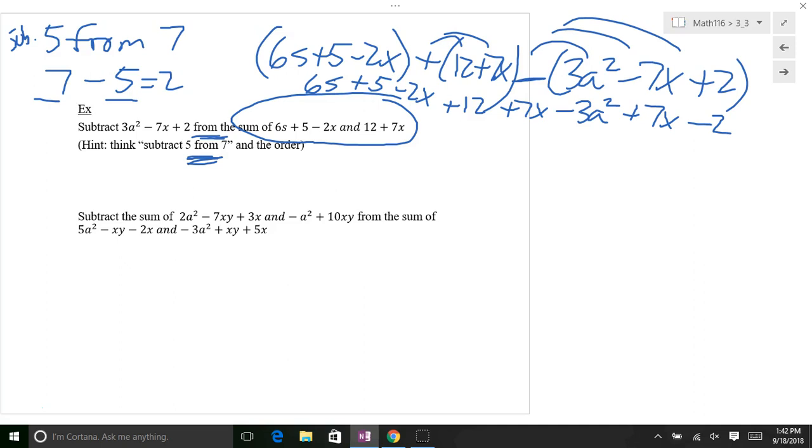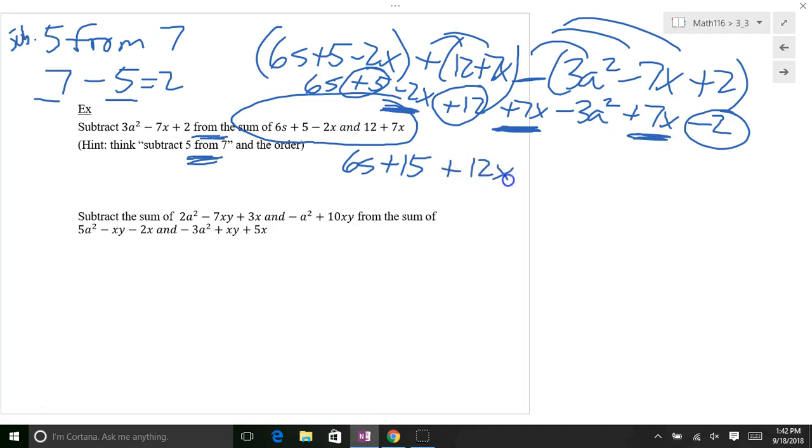So now I'm looking at the 6s. It looks like that 6s is a loner. I've got the 5. Any other constants? There's a 12, so there's 17. Minus 2, it looks like I've got 15 here. Negative 2x. Is there any other x's? Plus 7x. There's 5x. There's 12x. And I've just got this minus 3a squared on the end. So 6s plus 15 plus 12x minus 3a squared. And you can have those in any order, it's fine as well.